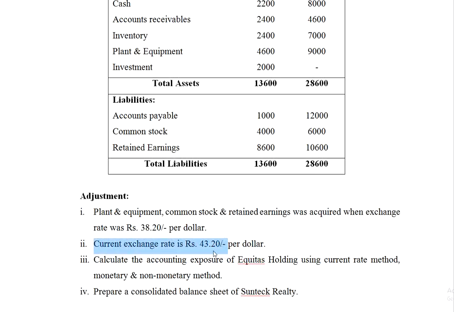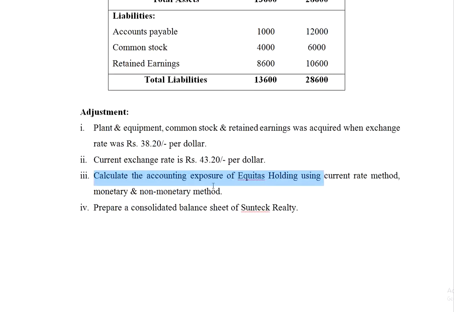So as he has said, it is CR, we have to understand this as HR. HR means historical rate, right? Okay, third point, calculate the accounting exposure of Equitas Holding. He says that we have to calculate accounting exposure by using the current rate method and the monetary and non-monetary method. So we have to calculate in two methods.